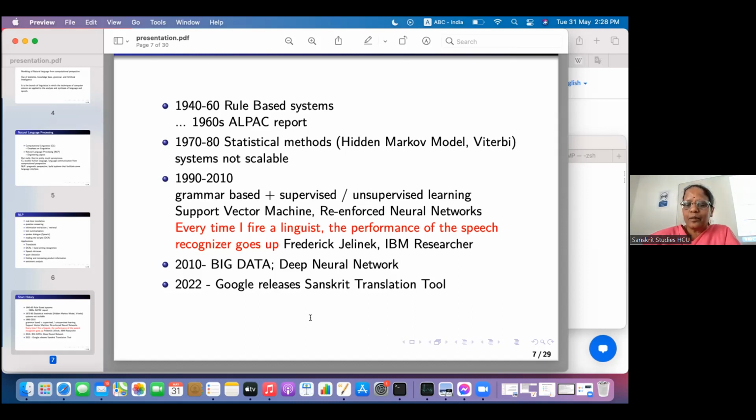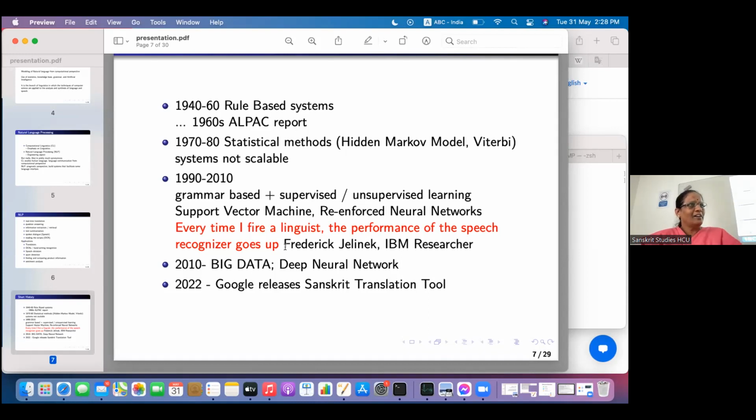And IBM actually was very successful in using these statistical methods. And there was just the start of using neural networks. And the IBM researcher, Frederick Jelinek, says, every time I fire a linguist, the performance of the speech recognizer goes up.